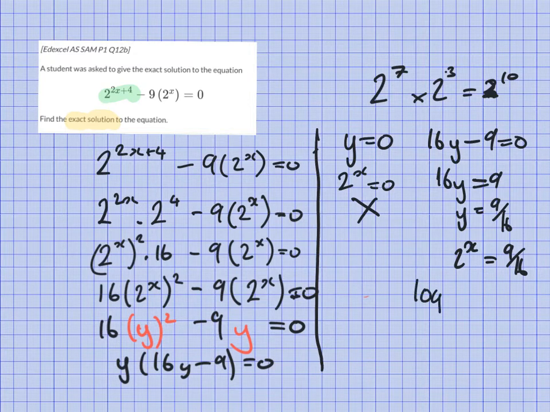So that gets me log of 2 to the x equals log of 9 over 16. Let's do this base 2, and I get x equals log base 2 of 9 over 16. Job's a good one. But there are other ways of presenting that answer. Let's take our solution from here, where 2 to the x equals 9 over 16, and look at a different way of presenting that answer.